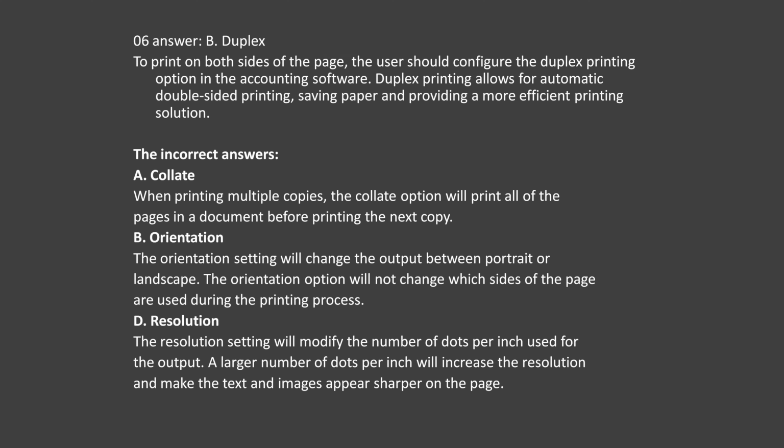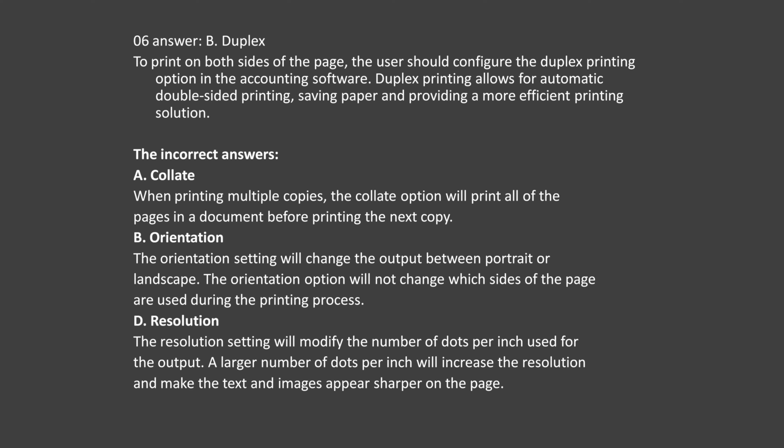Question number 6. Answer is option B, duplex. To print on both sides of the page, the user should configure the duplex printing option in the accounting software. Duplex printing allows for automatic double-sided printing, saving paper and providing a more efficient printing solution.